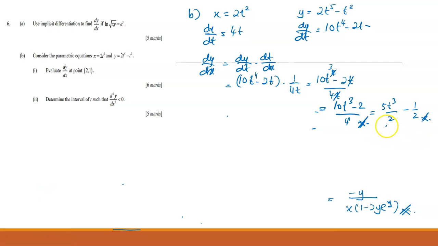Okay, so this is dy/dx. Evaluate dy/dx at the point (2, 1), where x equals 2 and y equals 1. So here, 2t squared equals x equals 2, so t squared equals 2 divided by 2, which equals 1, and t equals plus or minus 1.